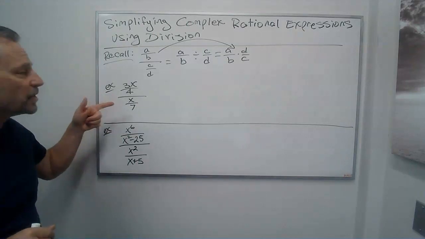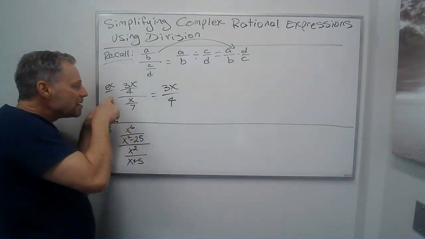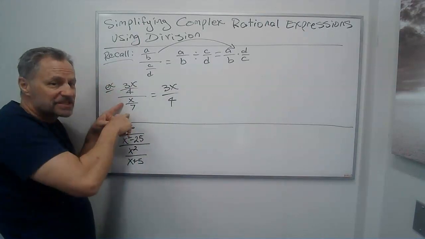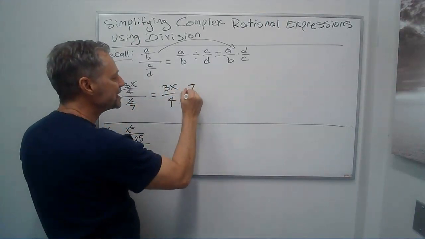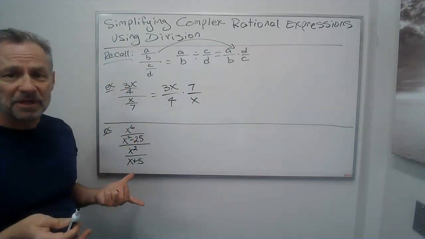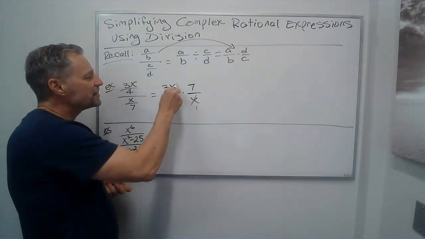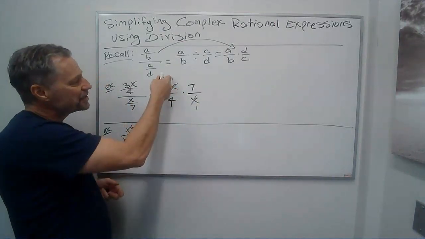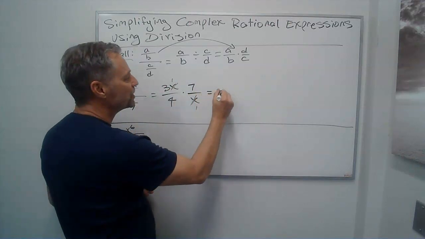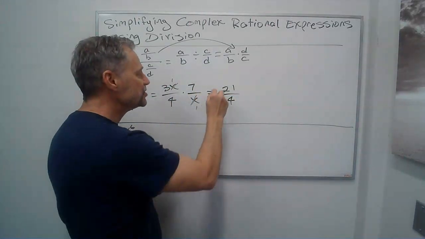Okay, so let's look at it. So we've got this 3x over 4. I'm just going to rewrite it as 3x over 4. But instead of divided by x over 7, I'm just going to flip it over and say times 7 over x. Now it's not a complex fraction. Now I've just got a single fraction. I can reduce here. X goes in there once, goes in there once. Now I just have 3 times 1 is 3. 3 times 7 is 21. The bottom 4 times 1 is 4. That can't be reduced. I'm done.